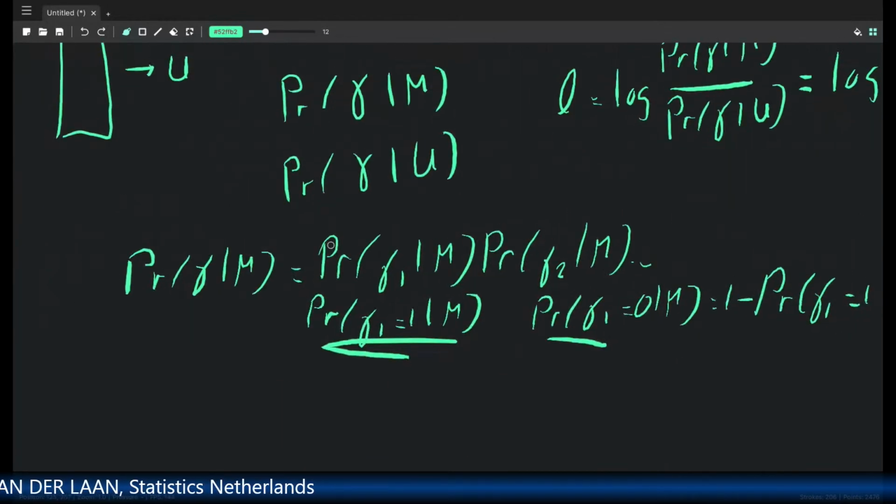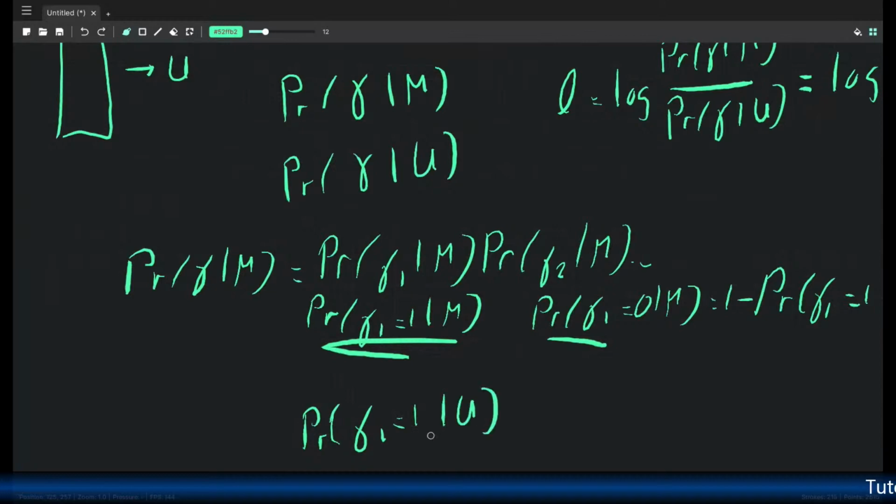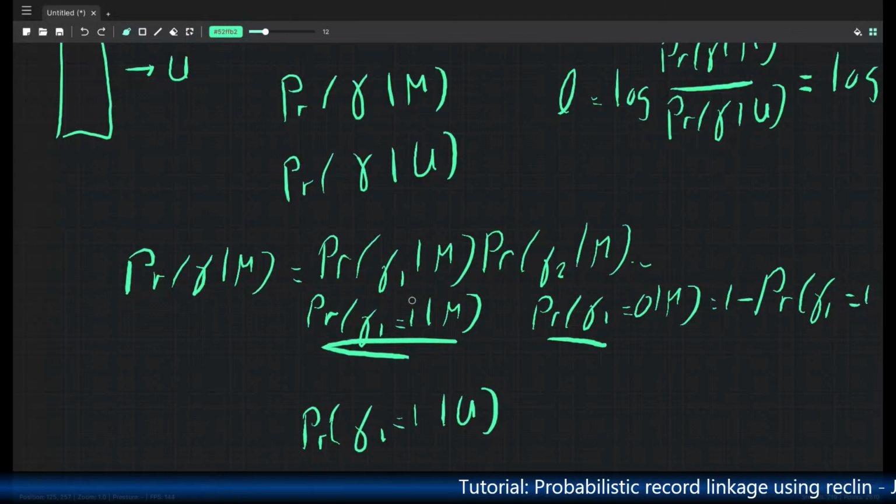To get back to this one, we have both an M probability and a U probability for each variable. It's also good to explain how you can interpret those probabilities. What this probability says is: what is the probability that two records agree on the first variable, given that they actually belong to the same record? Why would gamma 1 be 0? Because one of the records contains an error. For example, if the first variable is the first name, what is the probability that the two records agree on the first name, given that they belong to the same person?